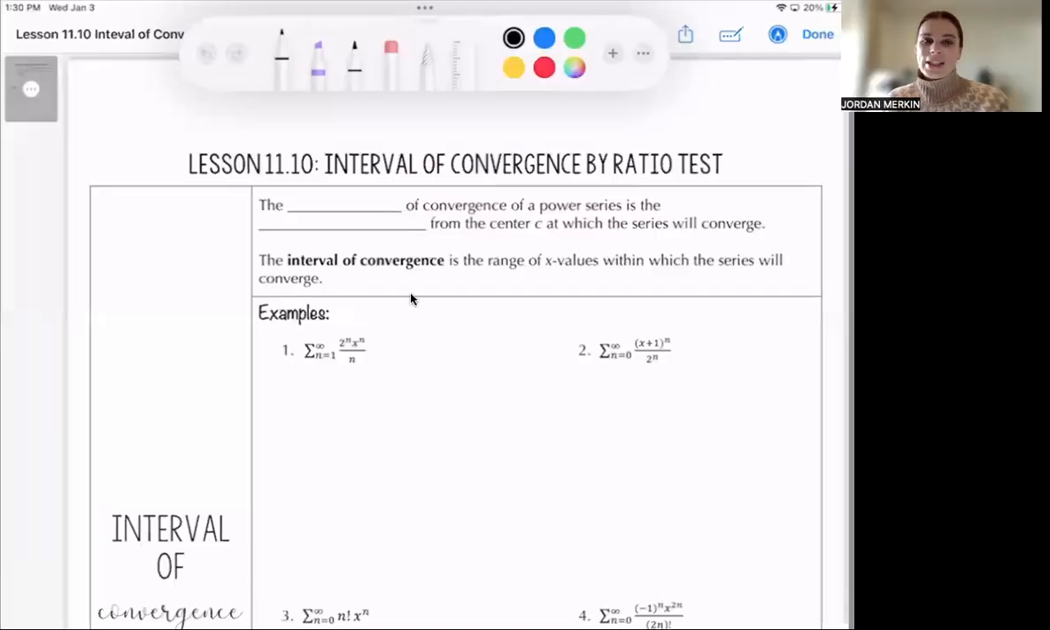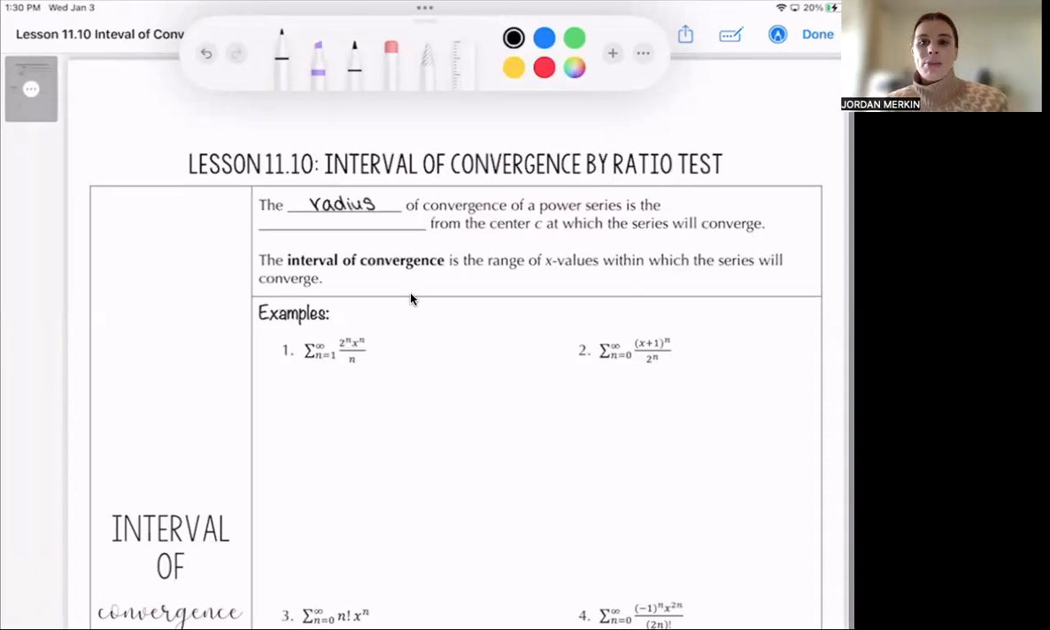Hi everyone. So today we have a short lesson just on the interval of convergence, and we're going to be using the ratio test to actually find the interval of convergence. Now we're looking at specifically power series, so we're looking for an interval of x at which that series does in fact converge.